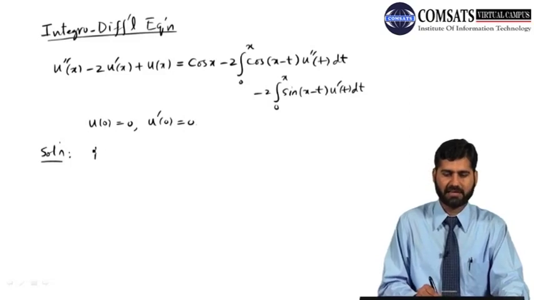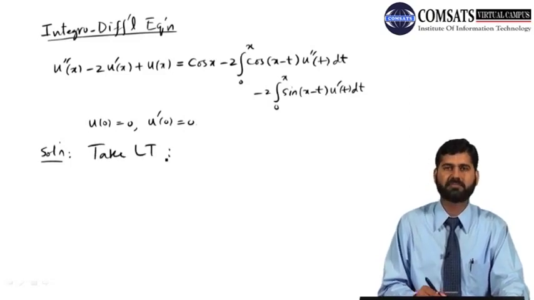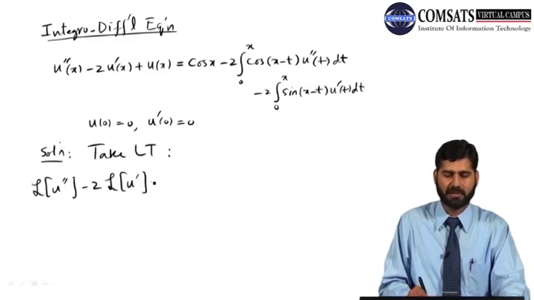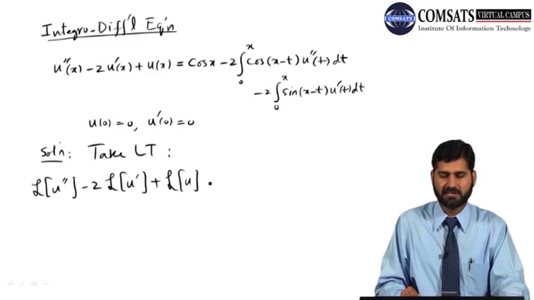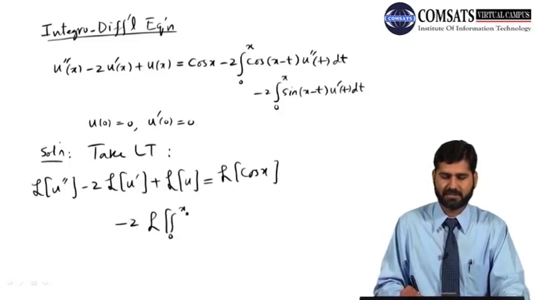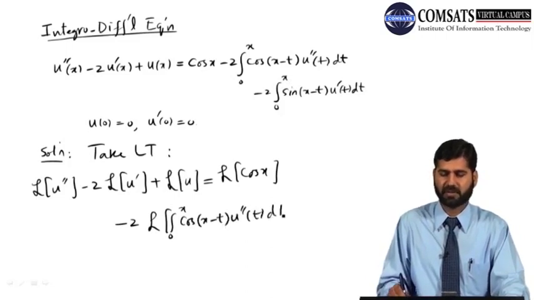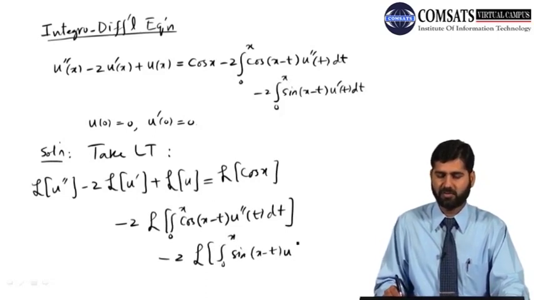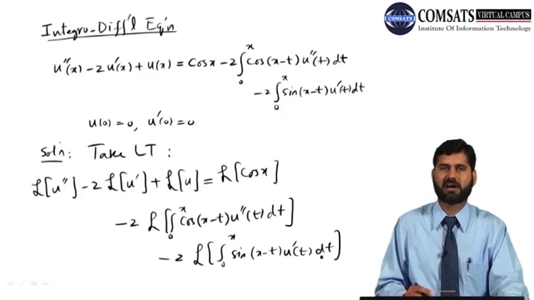So I will take the Laplace transform first on both sides. The Laplace of u double prime minus 2 times the Laplace of u prime plus the Laplace of u on the left-hand side. Similarly, on the right-hand side, the Laplace of cosine x minus 2 times the Laplace of the integral from 0 to x of cosine(x minus t) u double prime(t) dt, and then minus 2 times the Laplace of the integral from 0 to x of sine(x minus t) u prime(t) dt. So this is what I got, right?